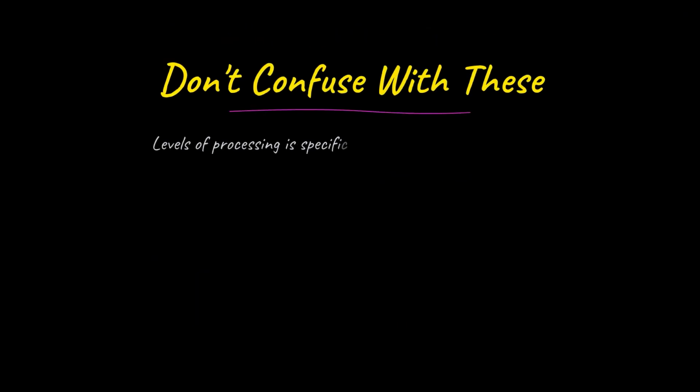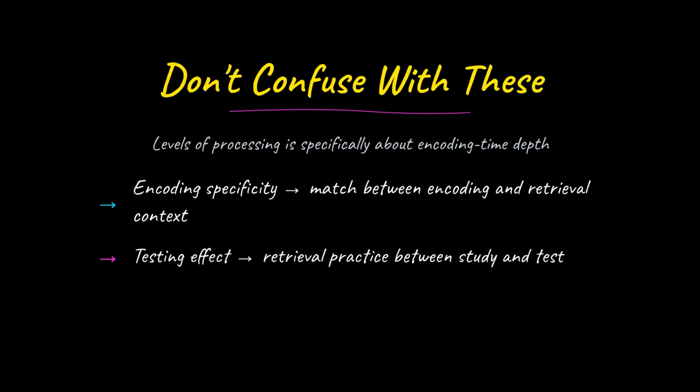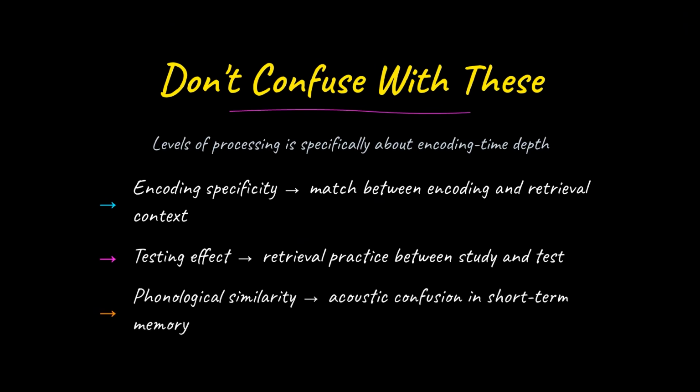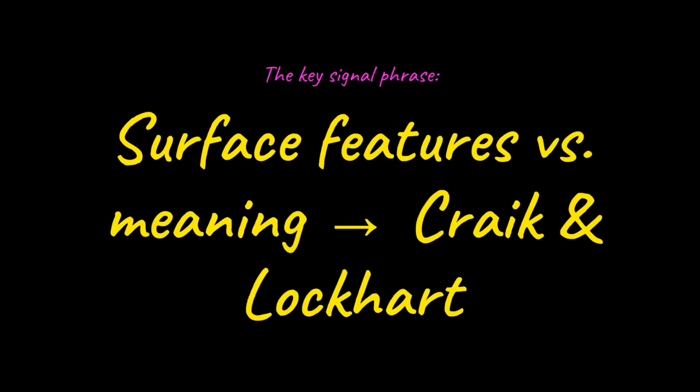A common exam trap is confusing levels of processing with related but distinct principles. Encoding specificity is about context match at retrieval, not encoding depth. The testing effect requires retrieval practice. The phonological similarity effect operates in short-term memory. Levels of processing is solely about the depth of analysis applied at the moment of encoding. Whenever a question contrasts a surface feature encoding task with a meaning-based task, and the meaning group recalls more, that is the classic levels of processing pattern. Deeper analysis at encoding means stronger memory, regardless of how much time was spent studying.